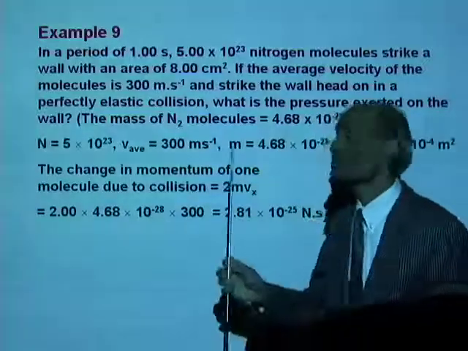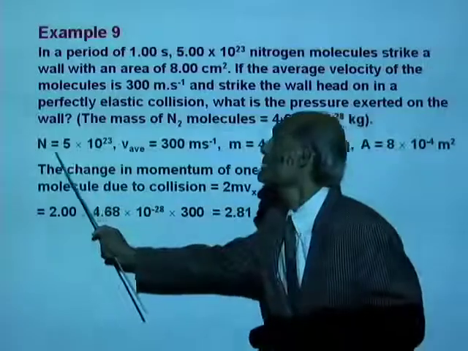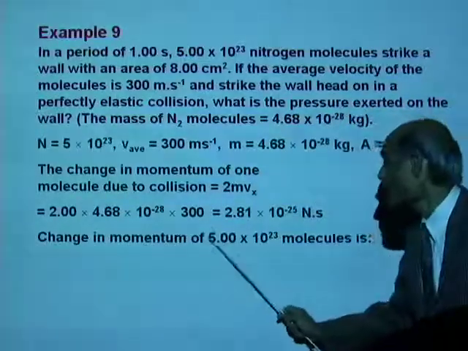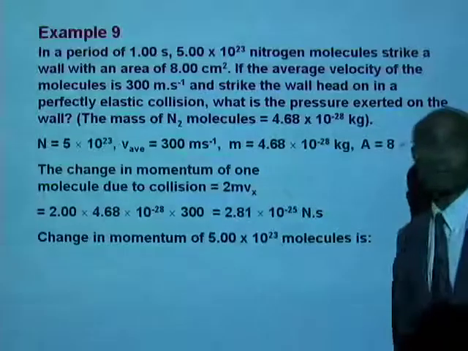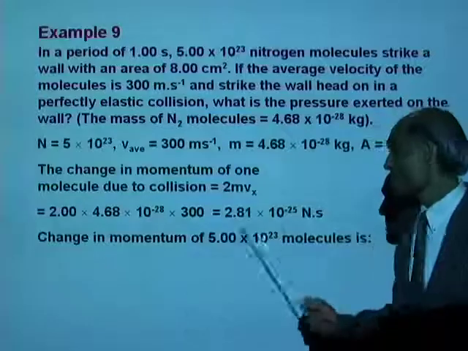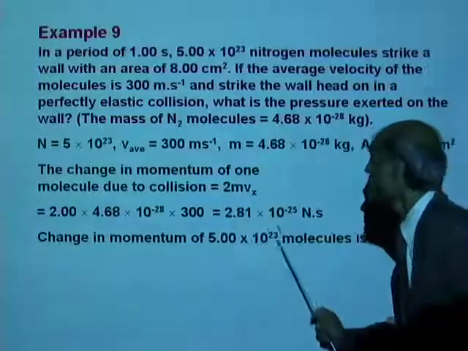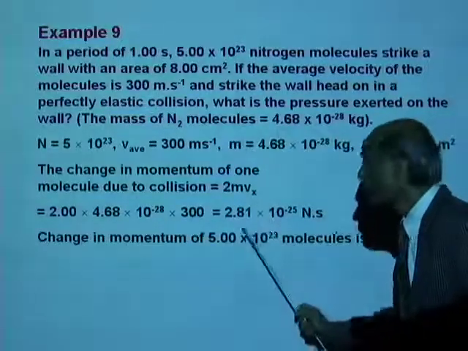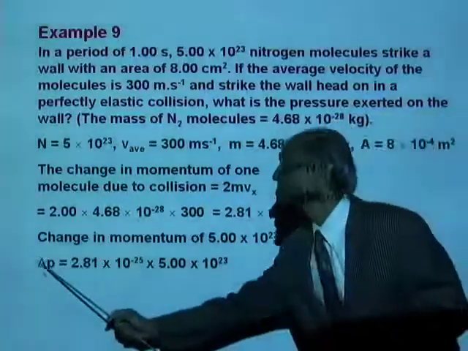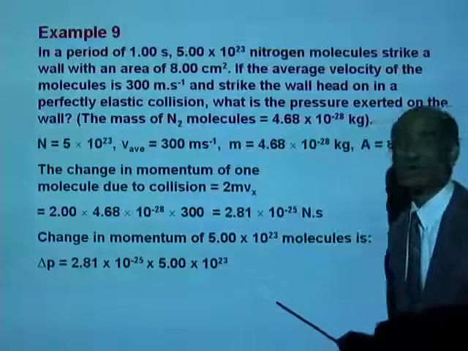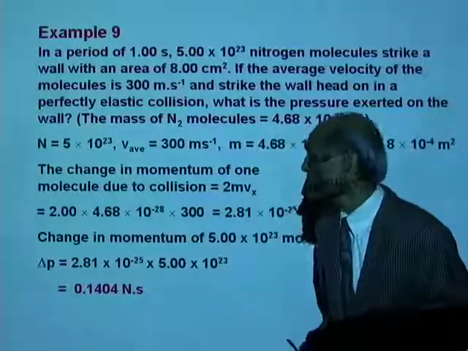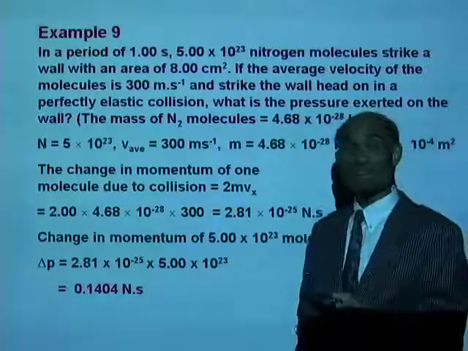And how many molecules are there? Well, there are these many molecules. Therefore, the change in momentum of these 5 times 10 to the 23 molecules is the change in momentum of one molecule multiplied by the total number of molecules, and that will give you delta P. The total change in momentum is 0.1404 Newton second.